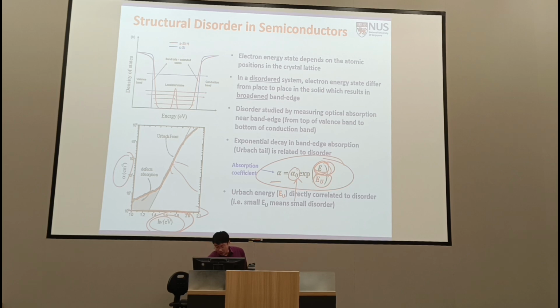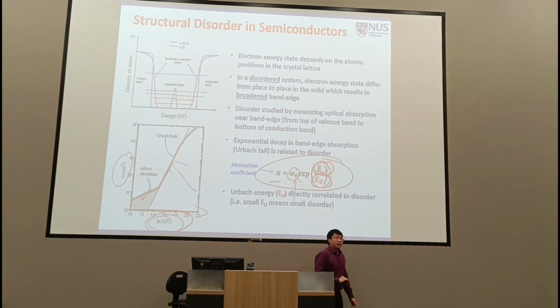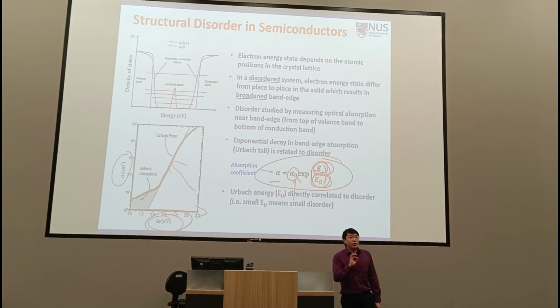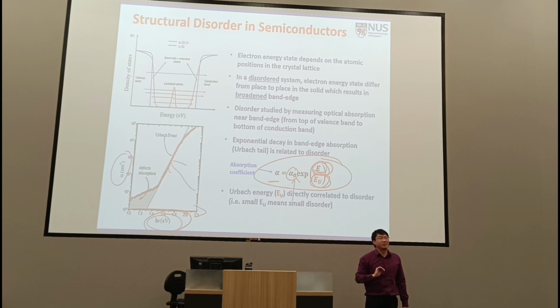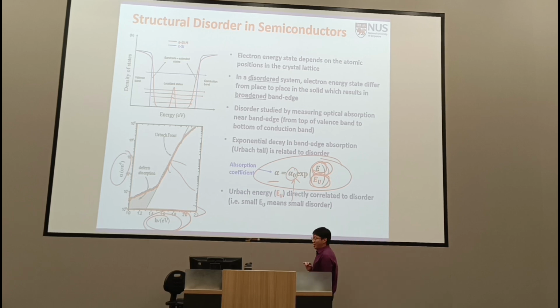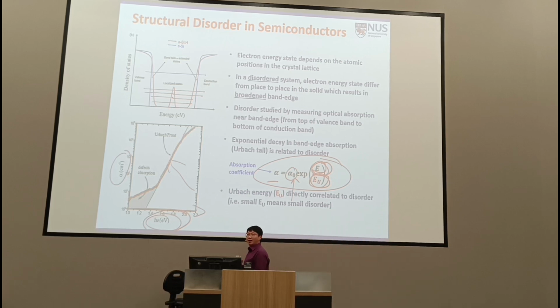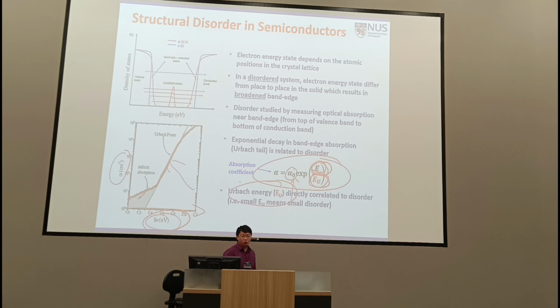And then you see this red term here labeled as EU. EU is a fitting constant that tells you how steep this slope is. It has a name: it's called the Urbach energy, named after this guy called Urbach. It's called Urbach energy, but it's actually a fitting constant to tell you how steep this slope is.